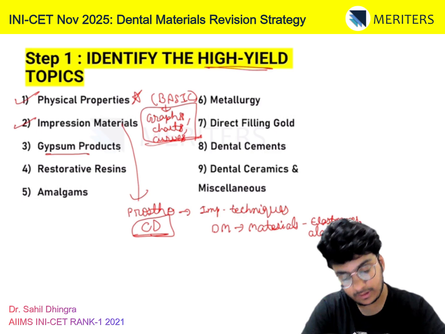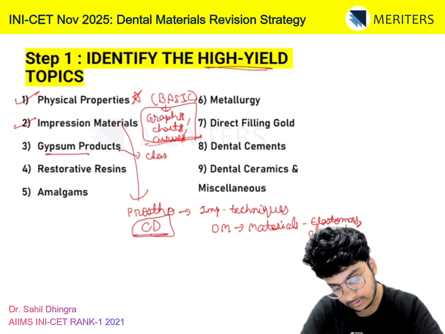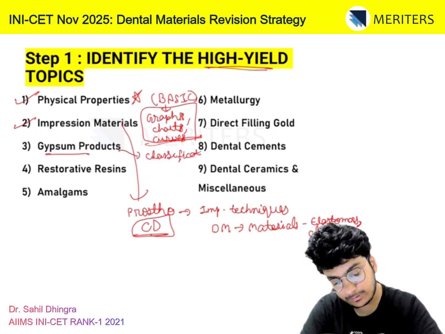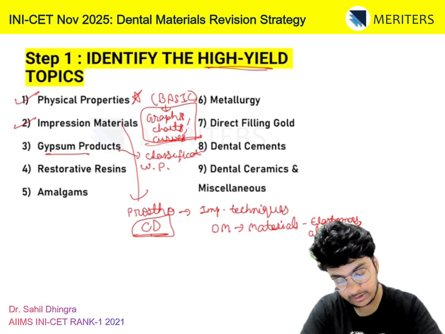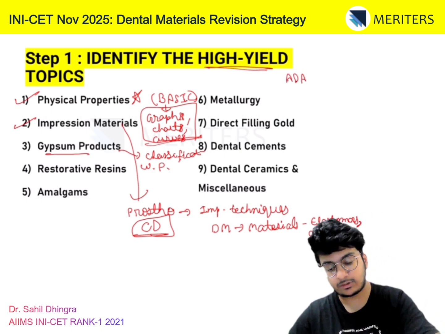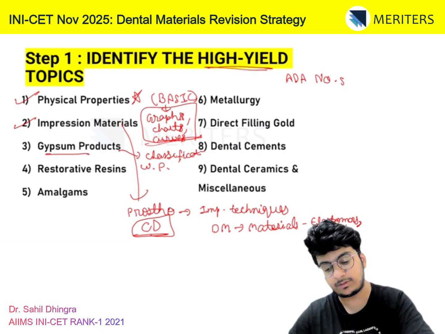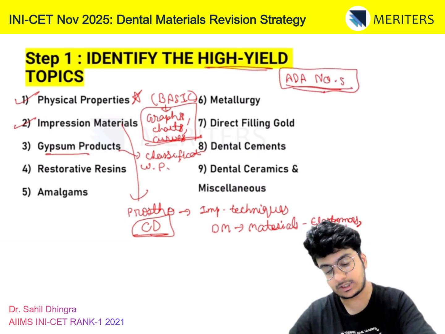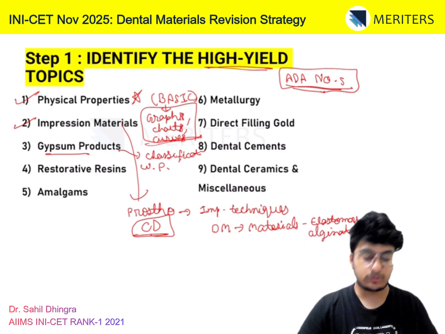Again, gypsum products, again you have to revise a lot of things here. You have to learn, you have to memorize, specifically the classification, then your water powder ratio. Then again, if you see any chapter here, you have to remember the ADA specification numbers. So you need to know these tables, these charts for the ADA numbers also.